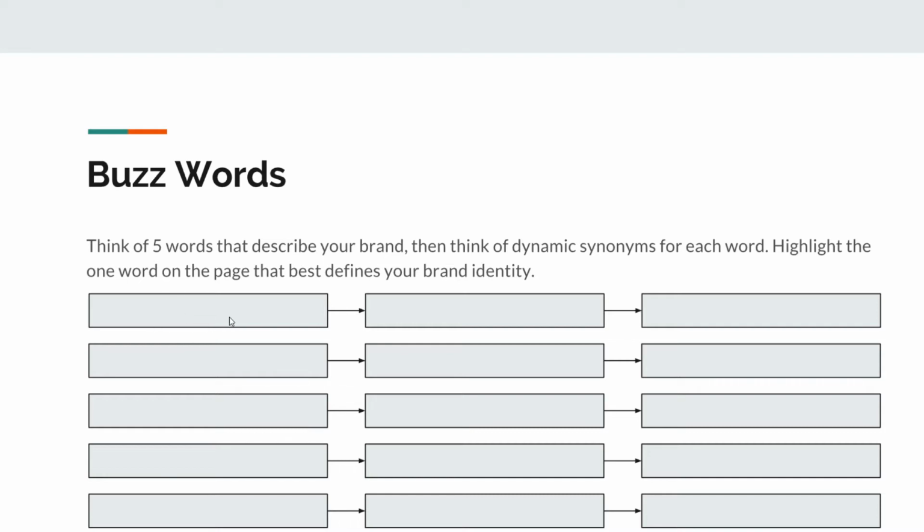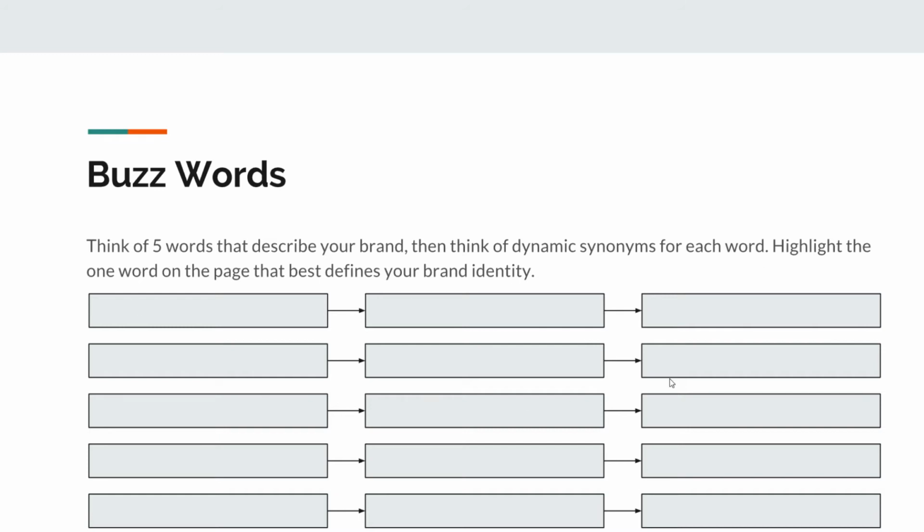So fast, dynamic, or whatever, and put your buzzwords in this column here. And then for each of these words, so fast, I want you to come up with a synonym for that word. So fast could be responsive, or it could be lightning, right? Just words that kind of are a little bit more poppy, something that really grabs the attention.